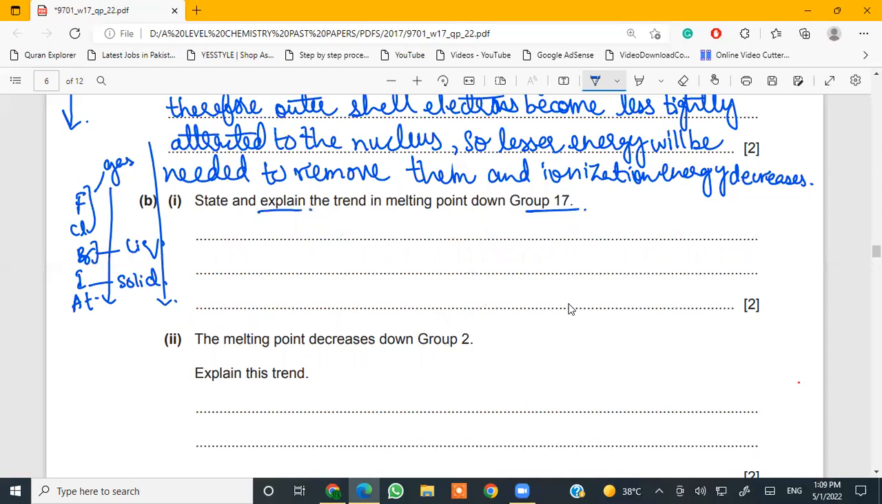What is the melting point dependent on in group 17? Since they're all nonpolar elements, the melting point depends on the strength of van der Waals forces. Going down the group, the strength of van der Waals forces increases. It's just a 2-mark answer. So down the group, the strength of van der Waals forces increases.